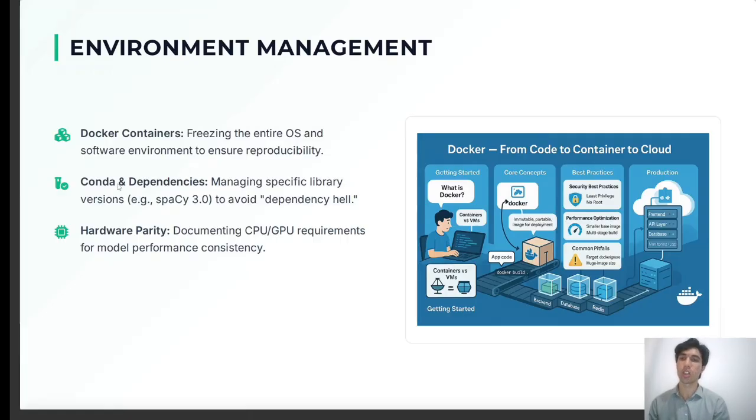And we have conda and dependency management for specific library versions, just like we have seen right now, to avoid dependency hell, because these libraries and software are constantly updating. So we need to make sure to freeze versions and define the versions that we are using in our projects. And then there is hardware parity, documenting CPU and GPU requirements for model performance consistency. And this will also help us in our cloud cost planning and management.